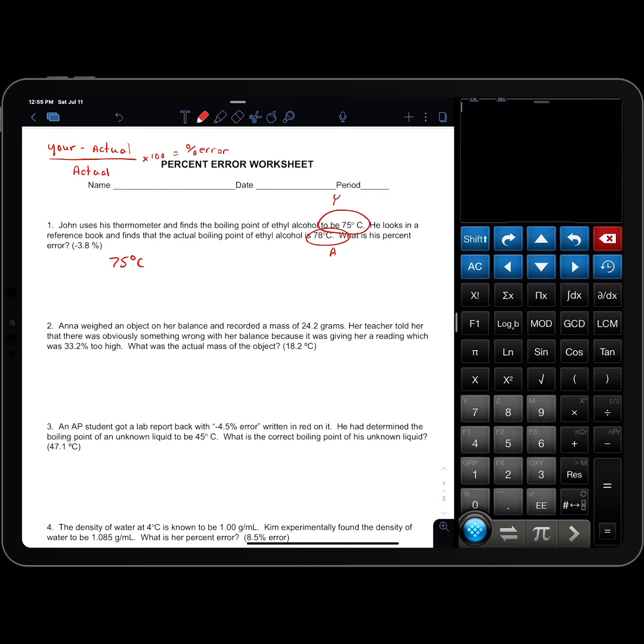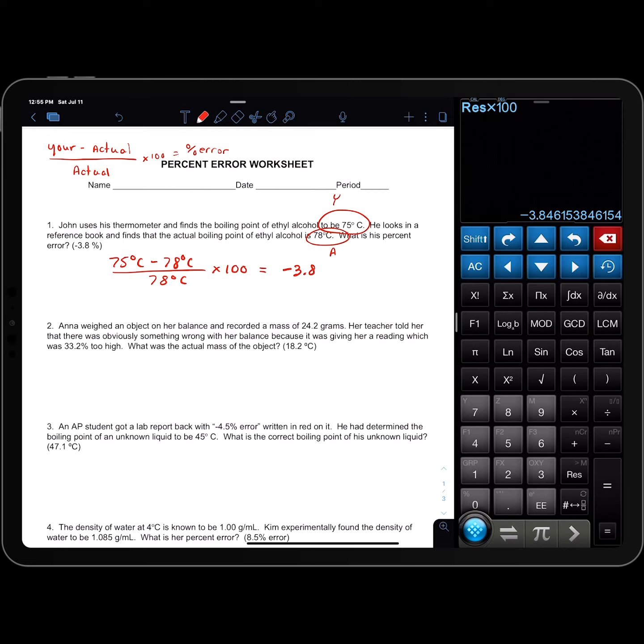You have 75 degrees Celsius, write your units down, minus 78 degrees Celsius, write the unit down, divided by 78 degrees Celsius. We go times 100, and then we're going to put in the calculator what we've got. 75 minus 78 equals. We go divided by 78, and sure enough, if we multiply that by 100, we're going to get our percent error of negative 3.8, and then we'll just leave it as that right now.